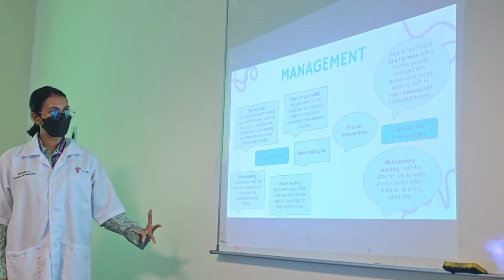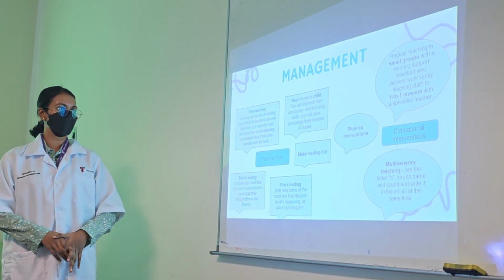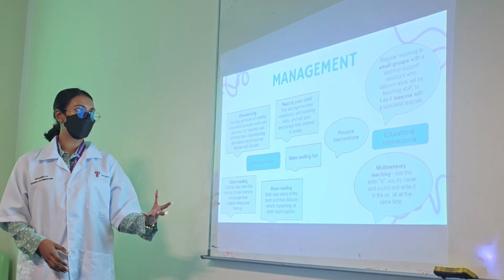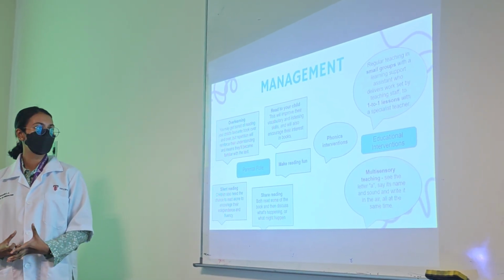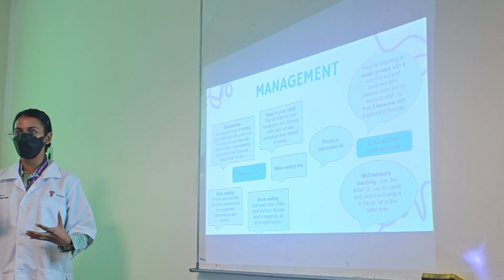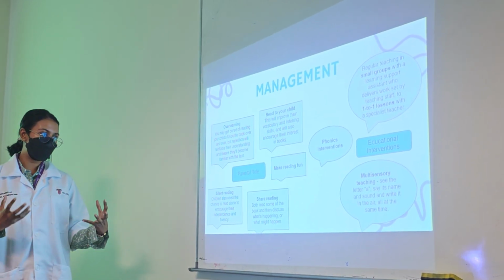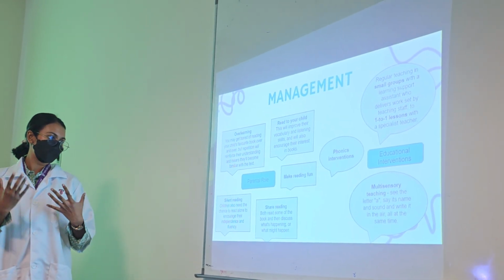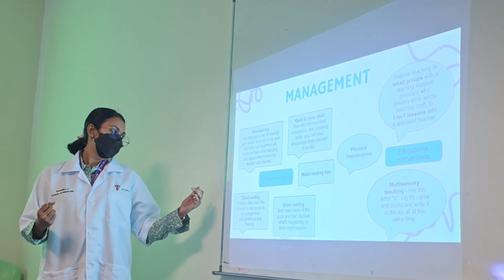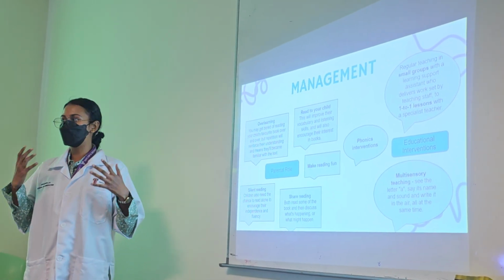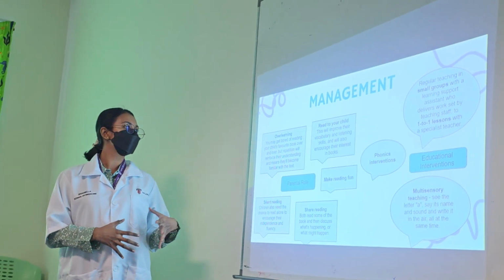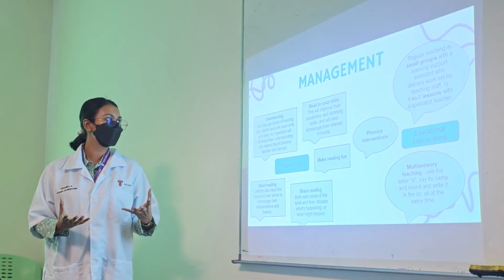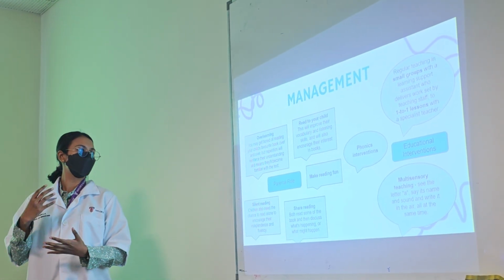So then, for the management, it actually involves parents as well. So for the parents, they should read to their child so that they can improve their vocabulary and listening skills. They should make reading fun, like choose subjects that they are interested in. Share reading, that means both of them read and then discuss things and discuss what might be happening during their reading. Silent reading, which is to encourage them to be independent and let them read on their own. And also overlearning.